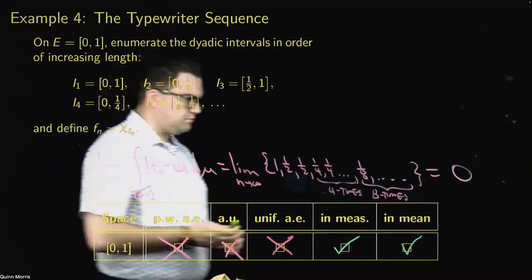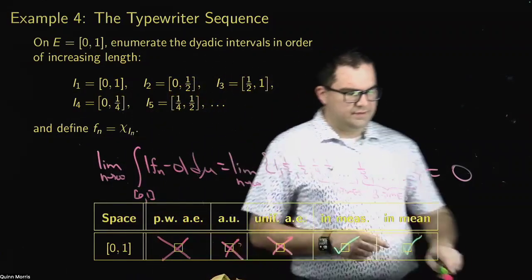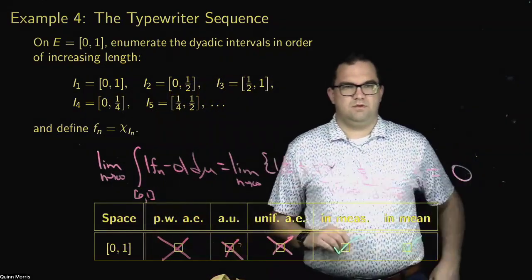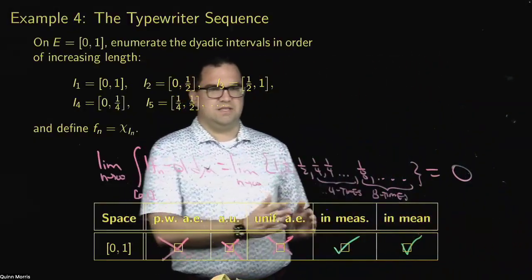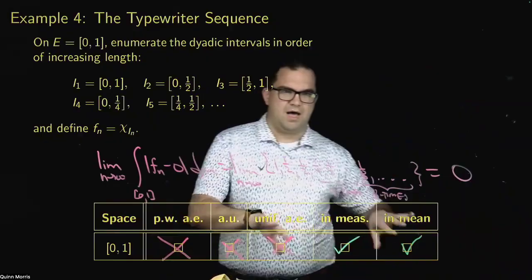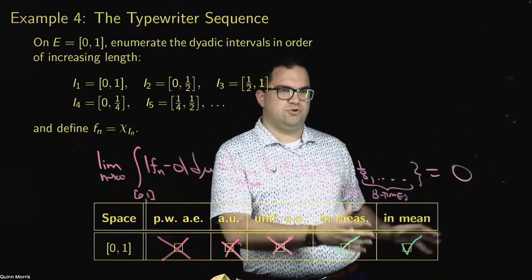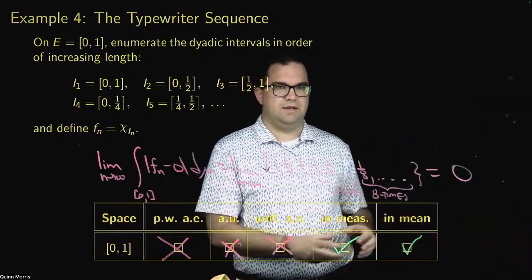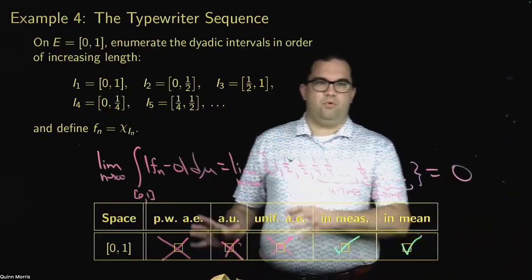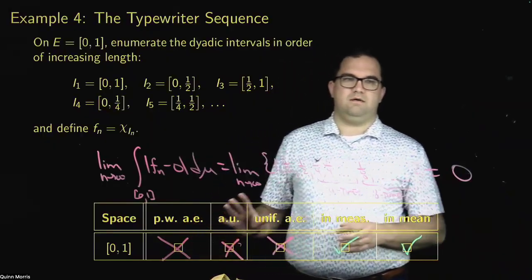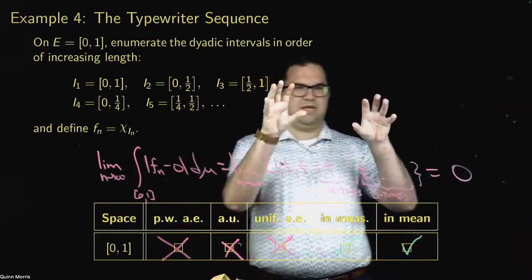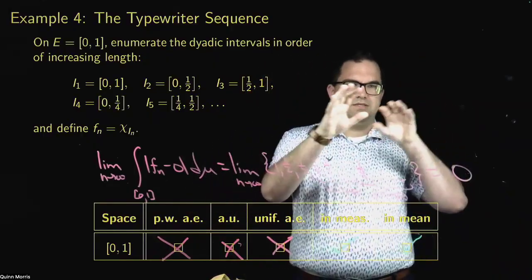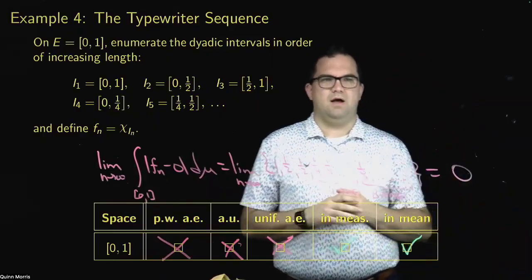So again, this isn't some strict hierarchy. I think at this point you start to sense a little bit of a divide between these in measure, in mean things, and the pointwise, uniform sort of continuum over here. It feels like there's a little bit of a divide, although in certain cases some may imply others.